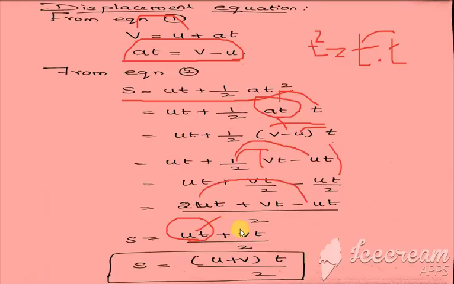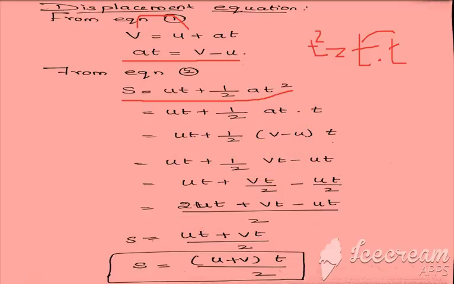Then among these two terms, t is common. So I am taking t outside. So we'll get u plus v divided by 2. So this is the fourth equation. So s is equal to u plus v into t divided by 2. So these are the four main equations of motion.